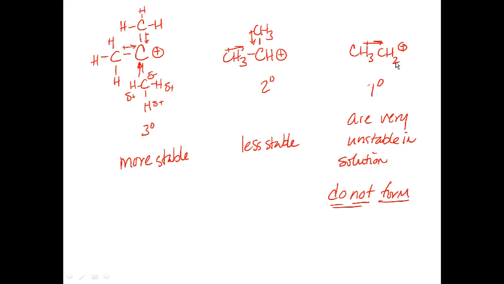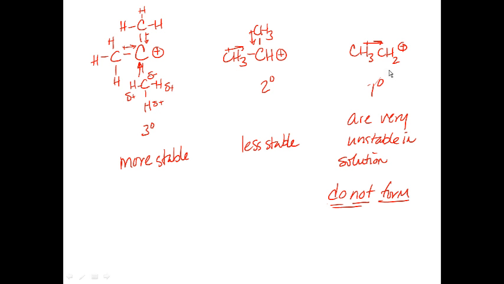So basically, you're up to rule number 3 of things you don't do in organic. Number 1, you don't take it. Number 2, you don't write 5 bonds to a carbon. Number 3, you don't write primary carbocations.